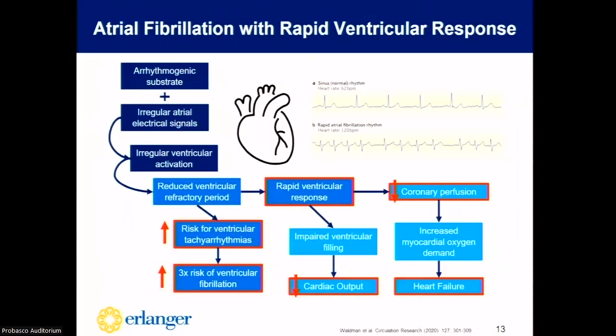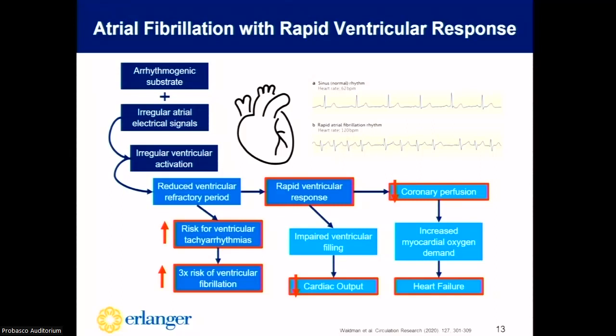Okay, so the focus of this presentation is really on that acute heart rate management, focusing in on rapid ventricular response. So in the acute setting, you have this accumulation of this arrhythmogenic substrate, this AFib environment. And you also have irregular electrical signals from the atria. So this development into atrial fibrillation with rapid ventricular response can be precipitated by some kind of singular event or stressor. And so this irregular activation of the atria leads to irregular ventricular activation. And you'll see a reduced ventricular refractory period as well.